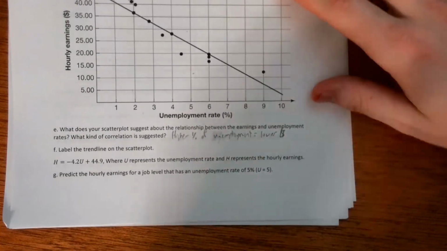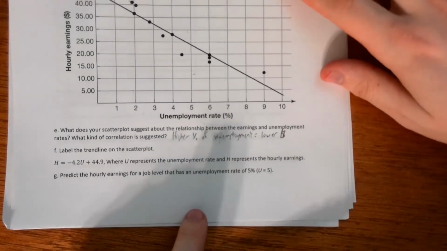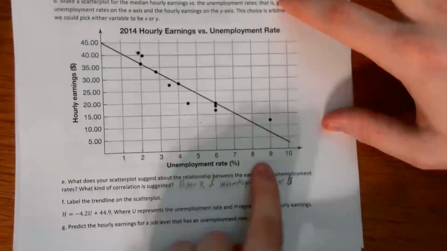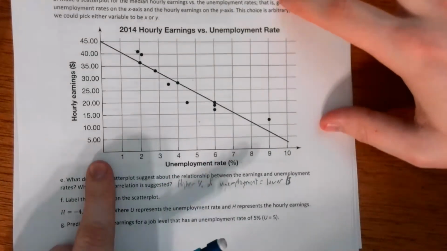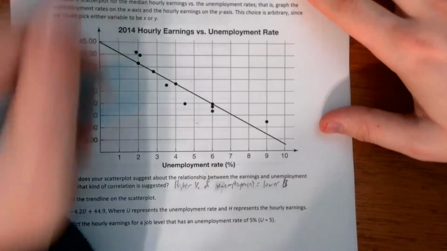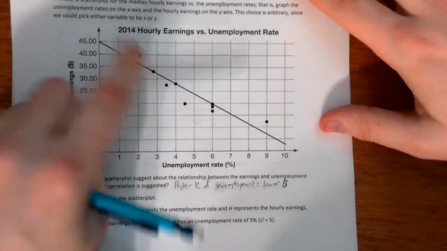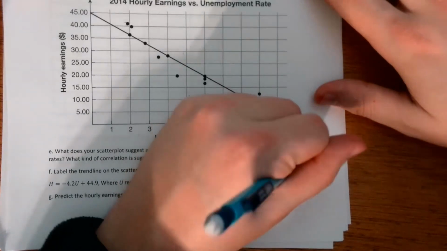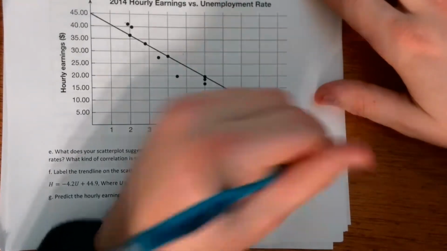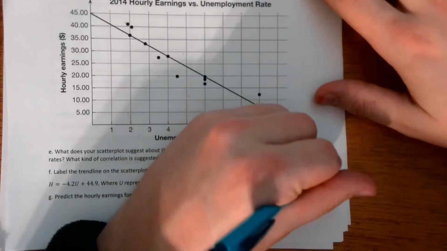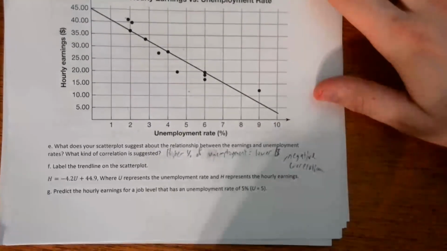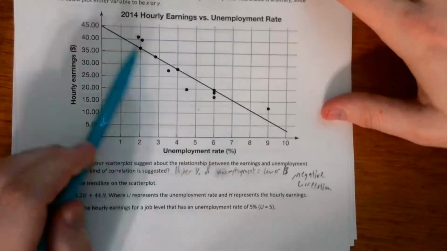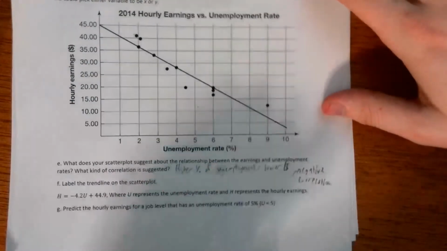Okay. And then it says, what kind of correlation is suggested? Well, it looks like as our x values increase, our y values decrease. So that would just be a negative correlation, right? Because it's going down. So that's a negative correlation. Okay. So F, label the trend line on the scatter plot. So I already did that for you. We already drew it.